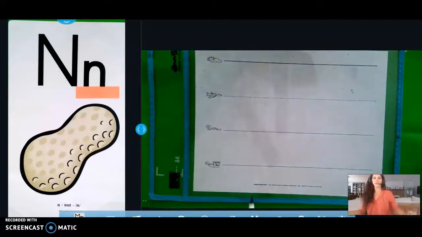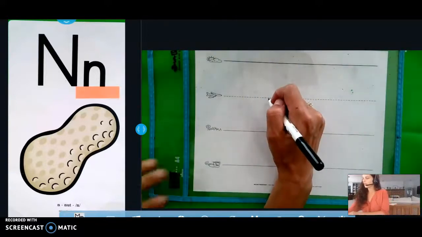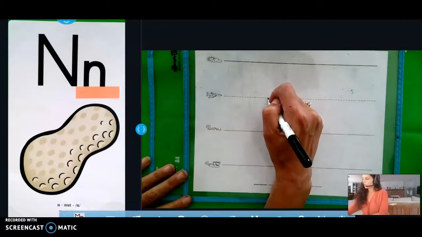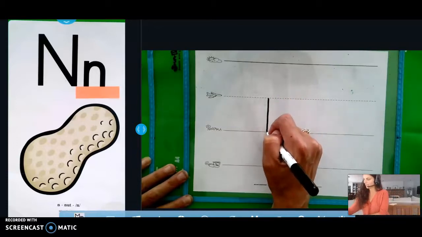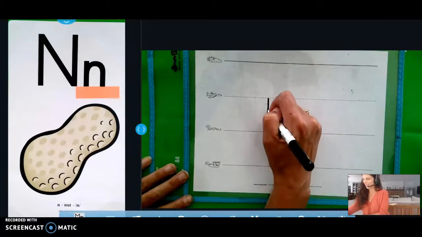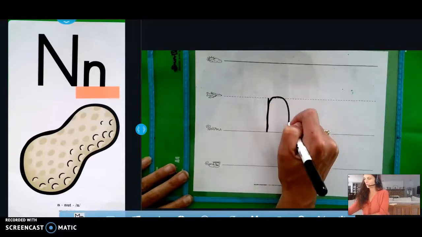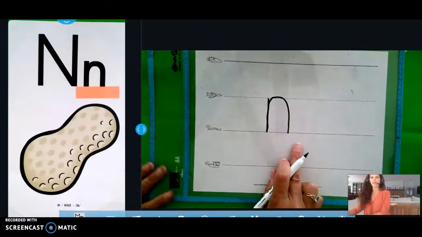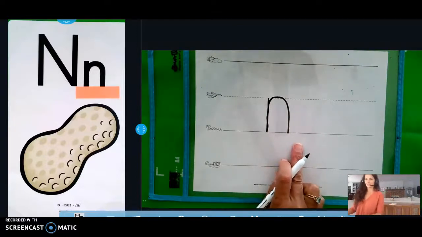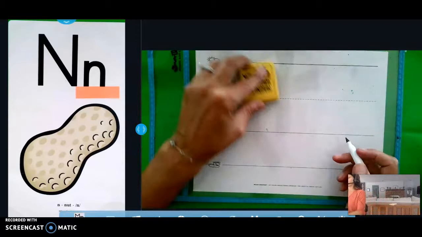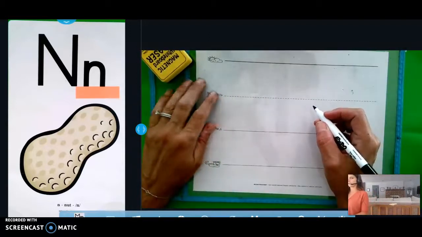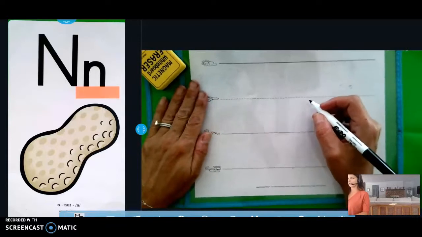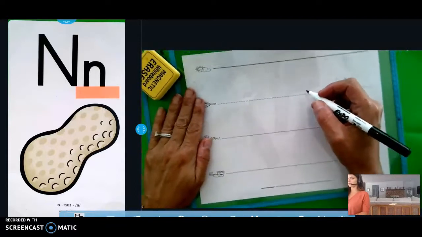All right, so n is a plain line letter. You start at the plain line, you trace, I always say that you draw a line to the grass line, you trace back up to the plain line, and you do a hump. N, nut, n. Very good. Make sure you're sitting up tall, make sure your pencil is gripped, and make sure your hand is holding the paper. You can slant it a little bit if that's more comfortable for you.